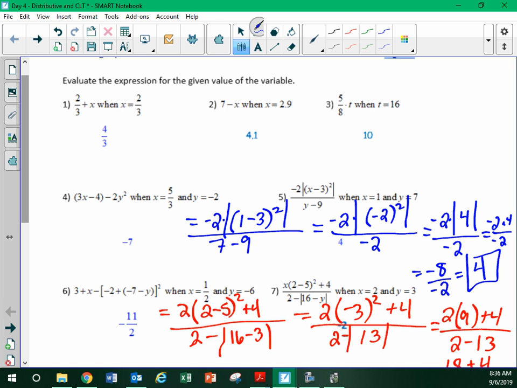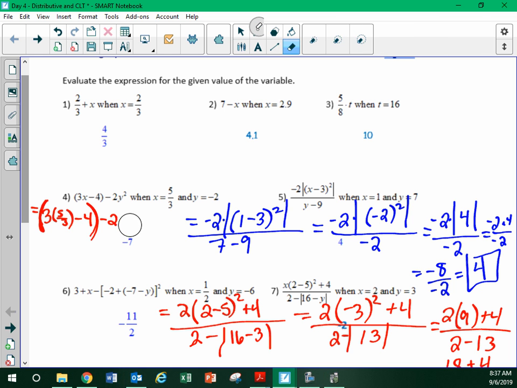All right, what other questions do we have on 1 through 6? Number 4? Perfect. All right, so number 4. Ooh, we've got a square here. So I have parentheses 3 times x. Ooh, oh my. We have a 5/3 there. 3 times 5/3 minus 4. I'm going to draw these parentheses a little bigger. So I have 3 times x, which is 5/3, minus 4. And then minus 2y. Oh, we know our y.